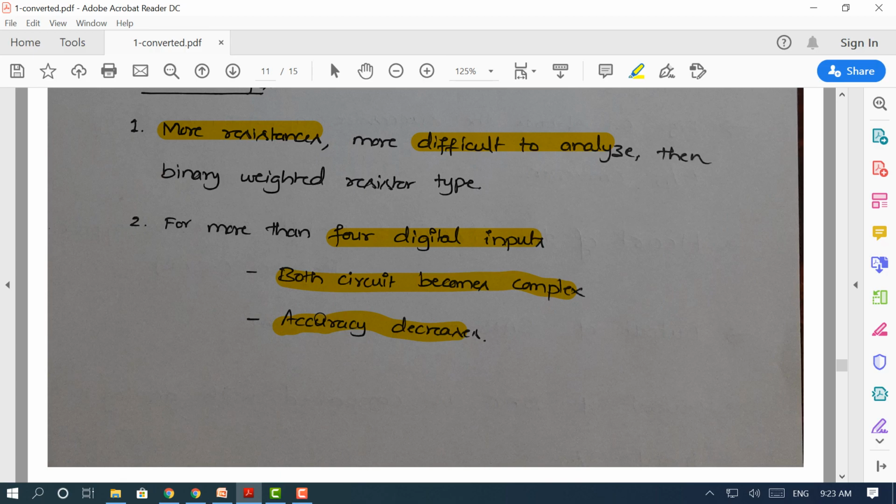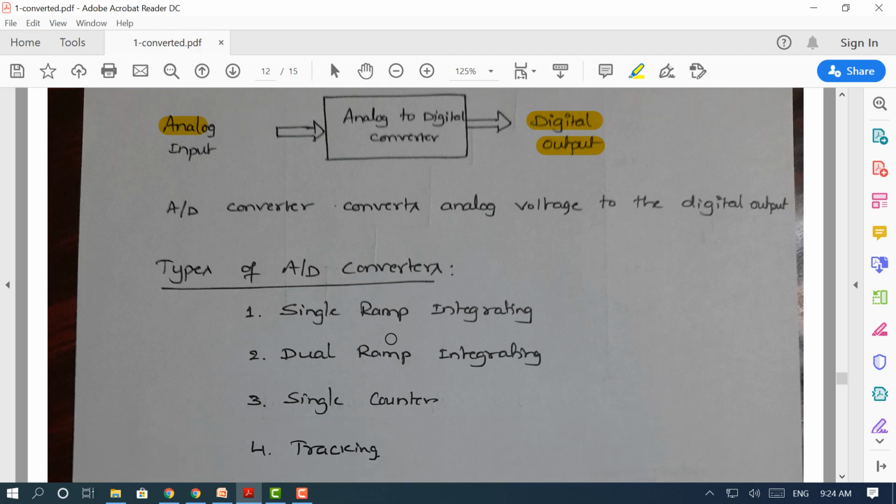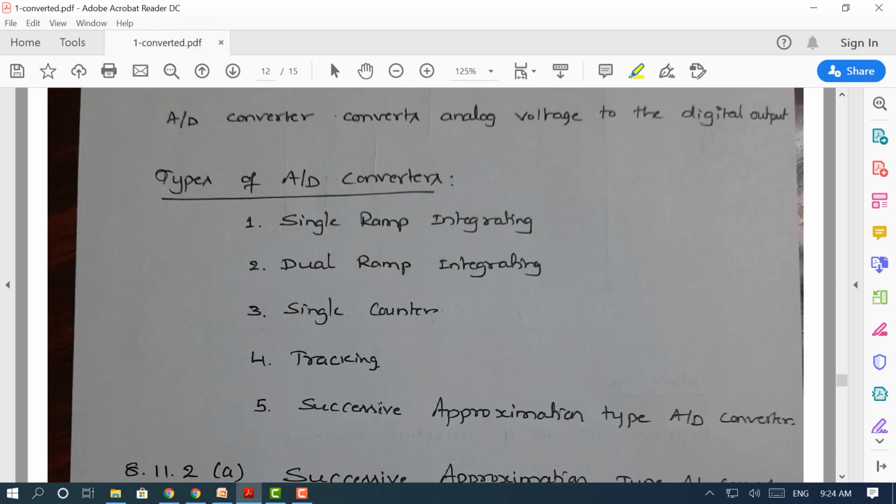Okay. Next we'll proceed to the analog to digital converters. Analog to digital converters basically convert analog input to digital output. As we already saw with the DAC, the analog value can be 0 to 5 volts. It can take any value in terms of voltage. The digital output is basically in terms of zeros and ones. The definition of an analog to digital converter: an A to D converter converts analog voltage to digital output. There are a variety of analog to digital converters in the literature.